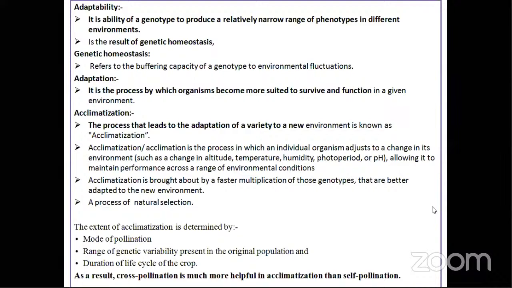Anybody? Any idea, students? Ma'am, adaptation is a process and adaptability is the ability of a particular organism. Yeah, adaptation is a process. Yes, correct. But anything else?